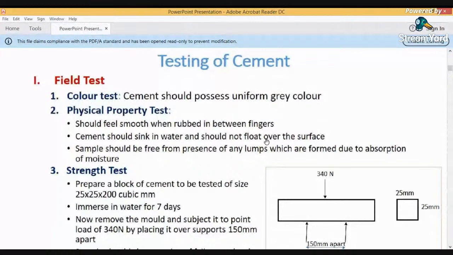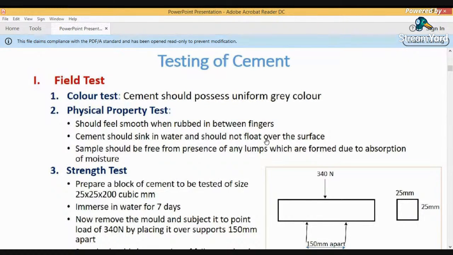When you are seeing the cement with your naked eye, the color of the cement should be a uniform gray color. Suppose you are a site engineer and you go to the field, and if you see the color of the cement is gray, then it is a good cement.